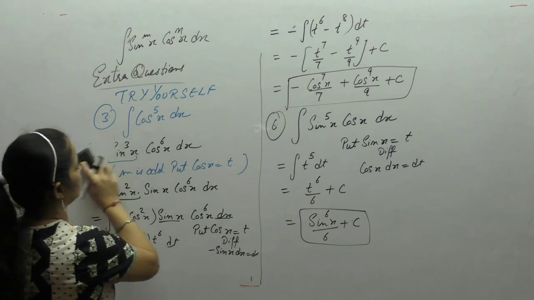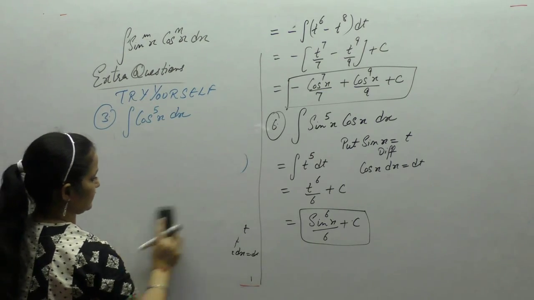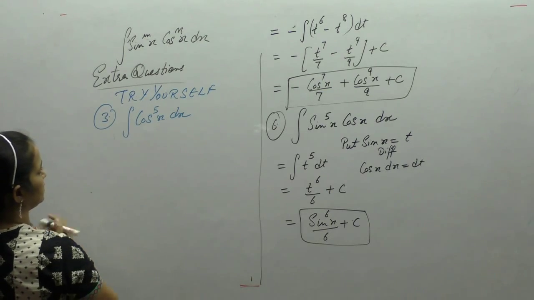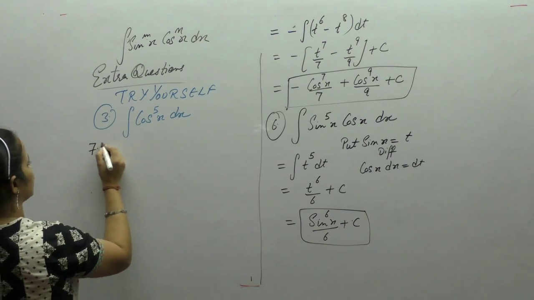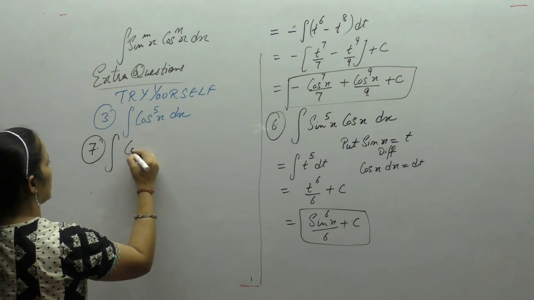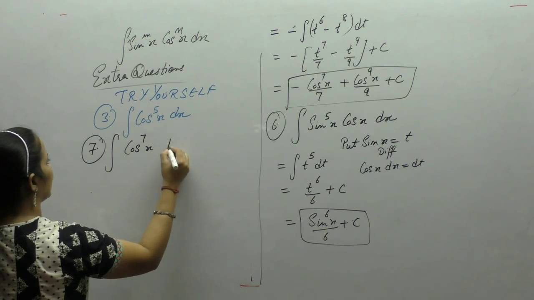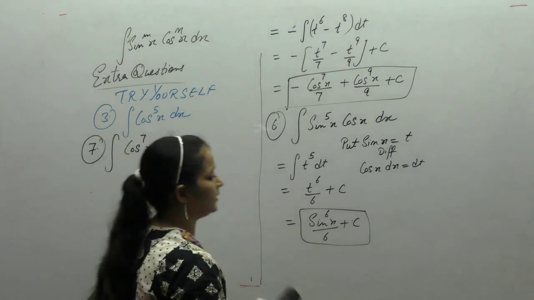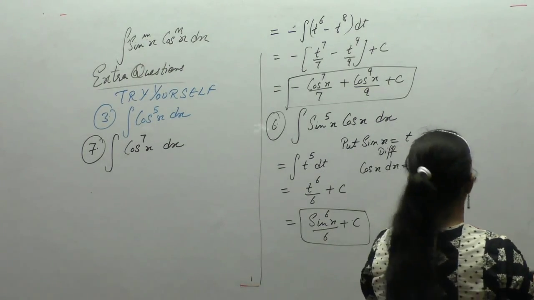Now let's start with another. Let's start with the next question. Question number 7. Integral of cos 7x. Here the power of cos x is odd.